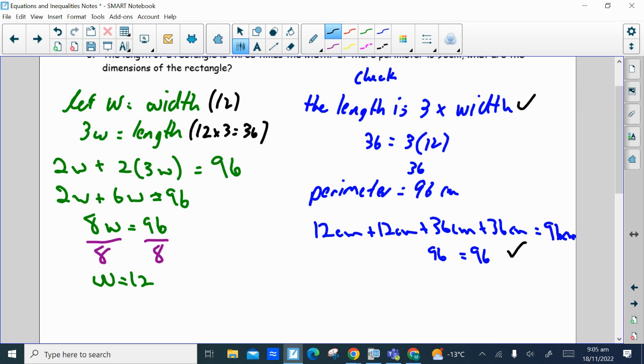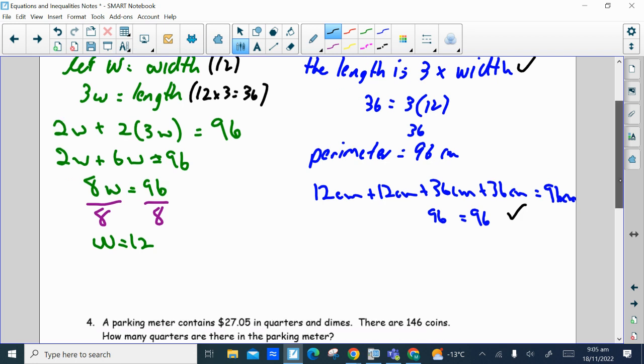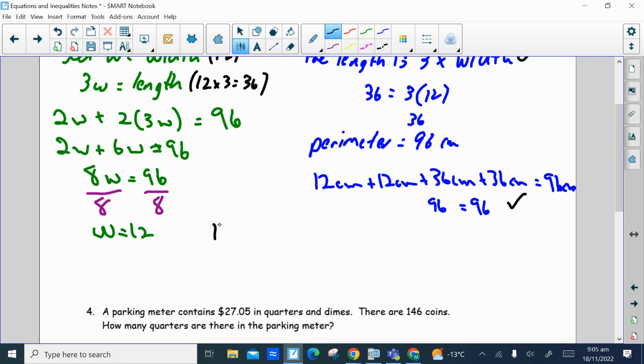And we'll write a concluding statement. We want the dimensions of the rectangle. So we can say the rectangle measures 12 centimeters by 36 centimeters. So there's our answer.